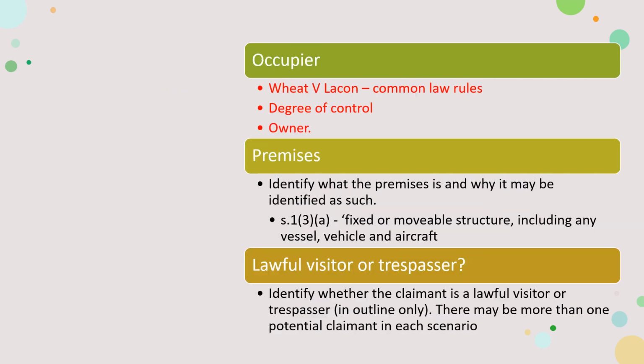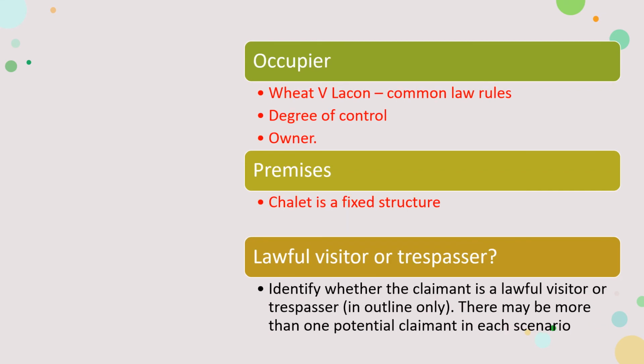Again, the occupier is the same. We know the owner, Springfield, has a degree of control, so therefore is the occupier. In terms of premises, identify why it's premises. Well, again, a chalet is a fixed structure. Remember, in this case, Lisa is outside of a chalet and she's eating some berries.